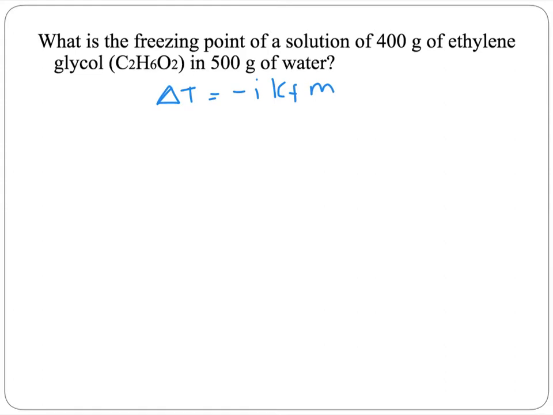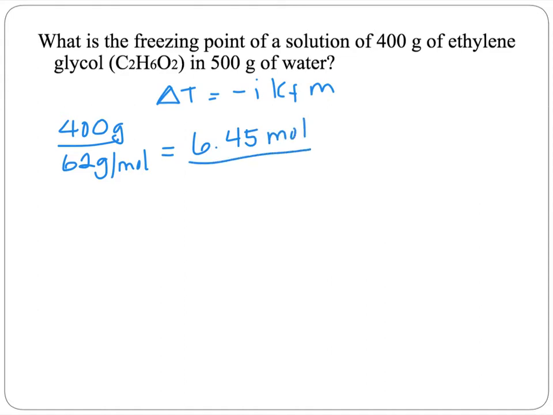So let's start by figuring out molality. We'll take our 400 grams of ethylene glycol and divide it by its molar mass. You can calculate this using the periodic table. You'll find that it's 62 grams per mole. So the amount of moles that we have is 6.45 moles. In order to calculate molality, we need to divide that by the number of kilograms of solvent that we have, and 500 grams of water is 0.5 kilograms. Finishing up the math here, you'll find that is a 12.9 molal solution, so it does have quite a few particles in it. It should have a significant change in the freezing point.